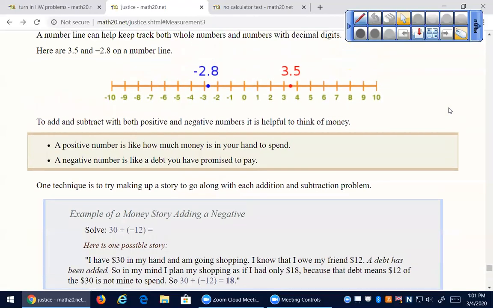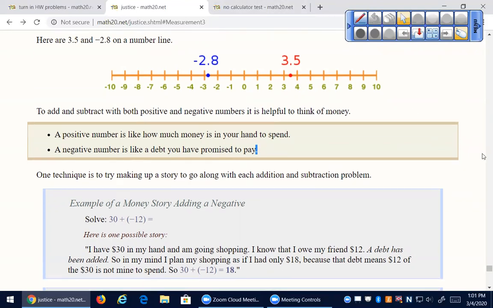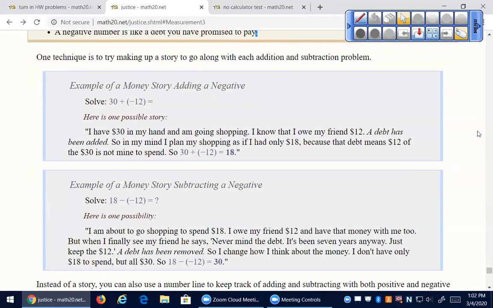To add and subtract with positive and negative together, it's helpful to think of money, because all of us have earned money and gone in debt. A positive number would be money you have in your hand to spend. A negative number is like a debt you promised to pay. And it's good to make up stories. So here are some stories.